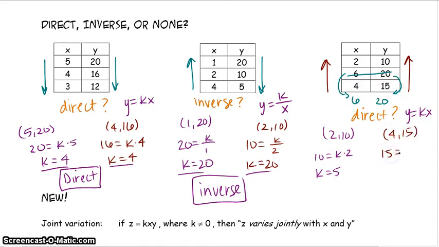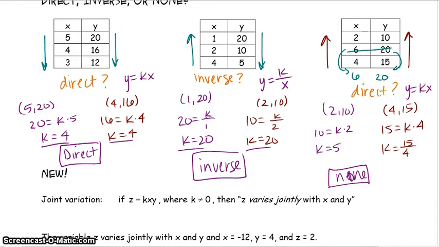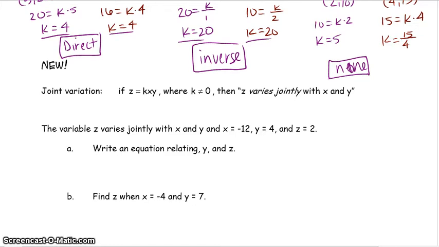So 15 equals k times 4. So k equals 15 over 4. Ooh. Now these aren't the same, so this is neither or none. Okay? Since these are not the same, that means it's not a direct or inverse variation. Okay? So now, here's some more new stuff.